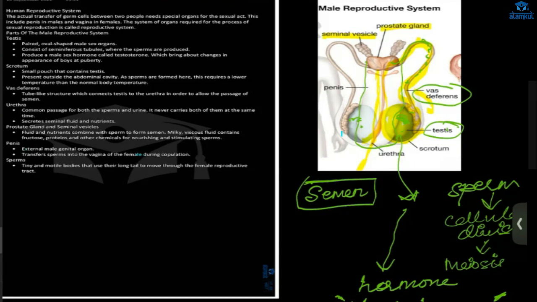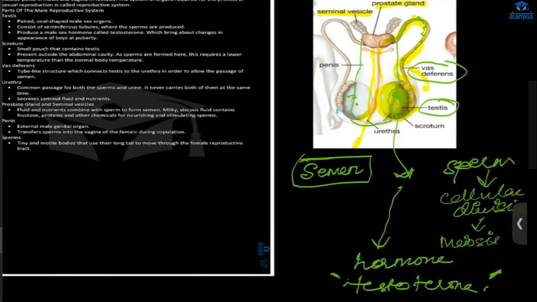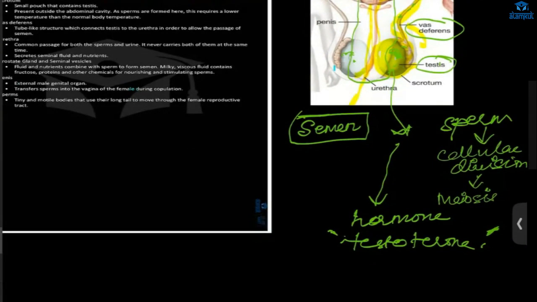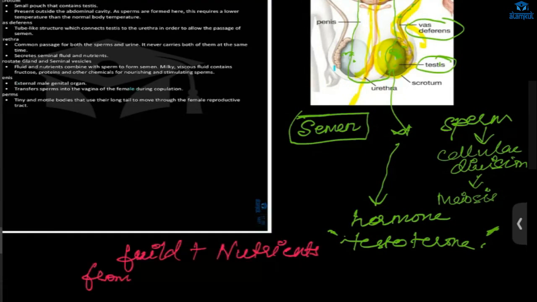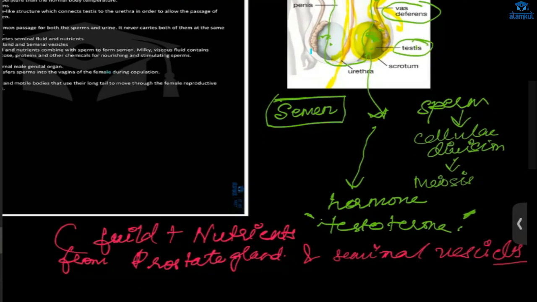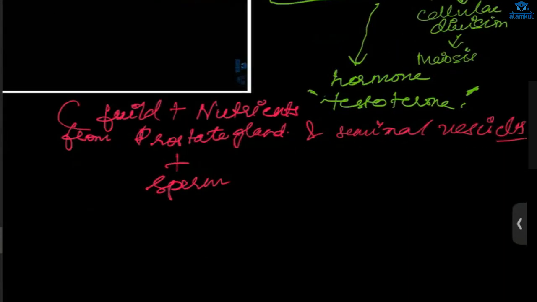They will provide nutrition and fluid, and they will mix up and form semen. So, fluid plus nutrition from the prostate gland and seminal vesicles, plus sperm from the seminiferous tubules, will form what? Semen.